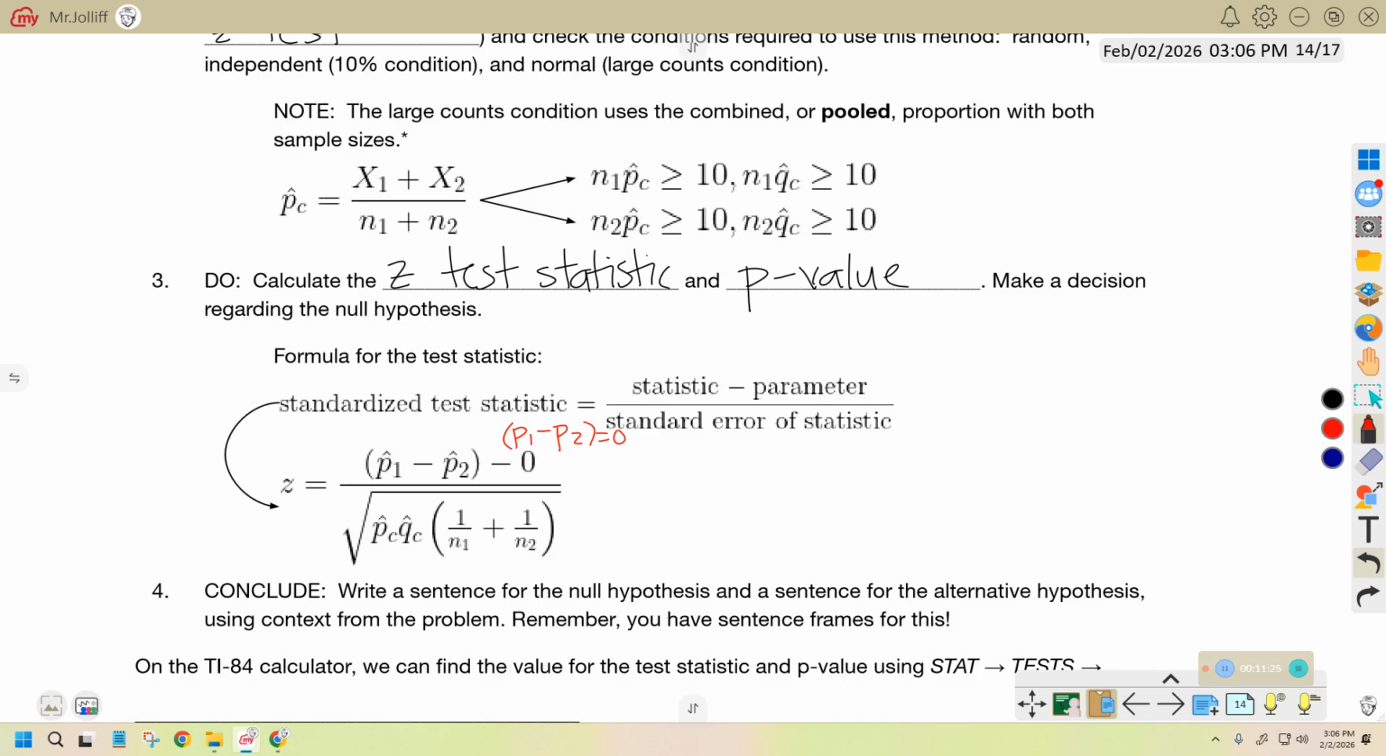Good, good. Last step, conclude. We know there's 2 sentences, one for the null, one for the alternative. We love our sentence frames.